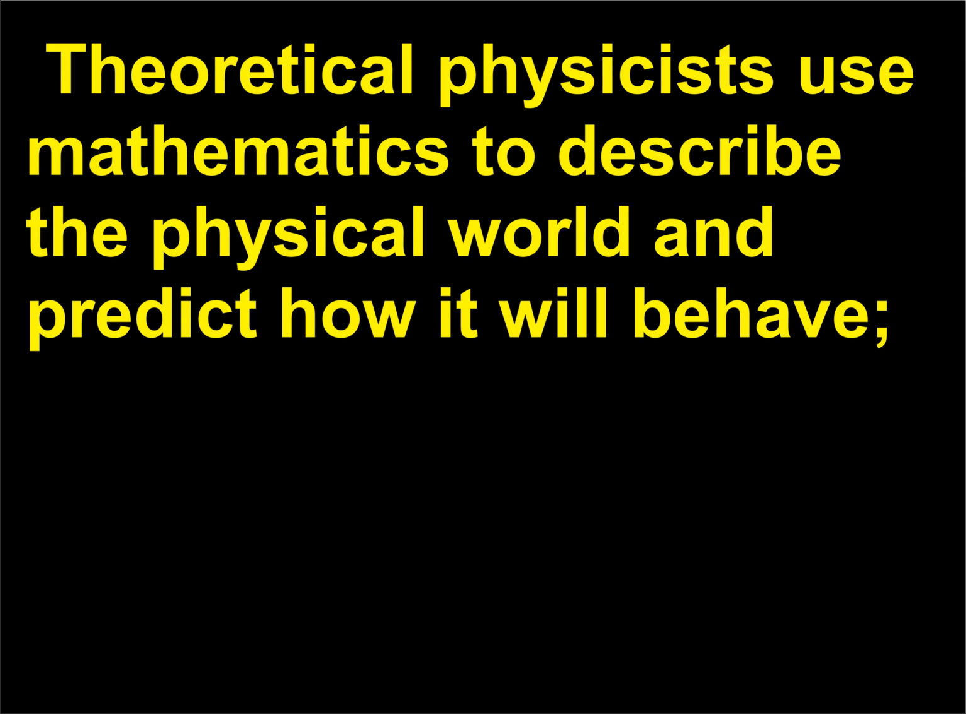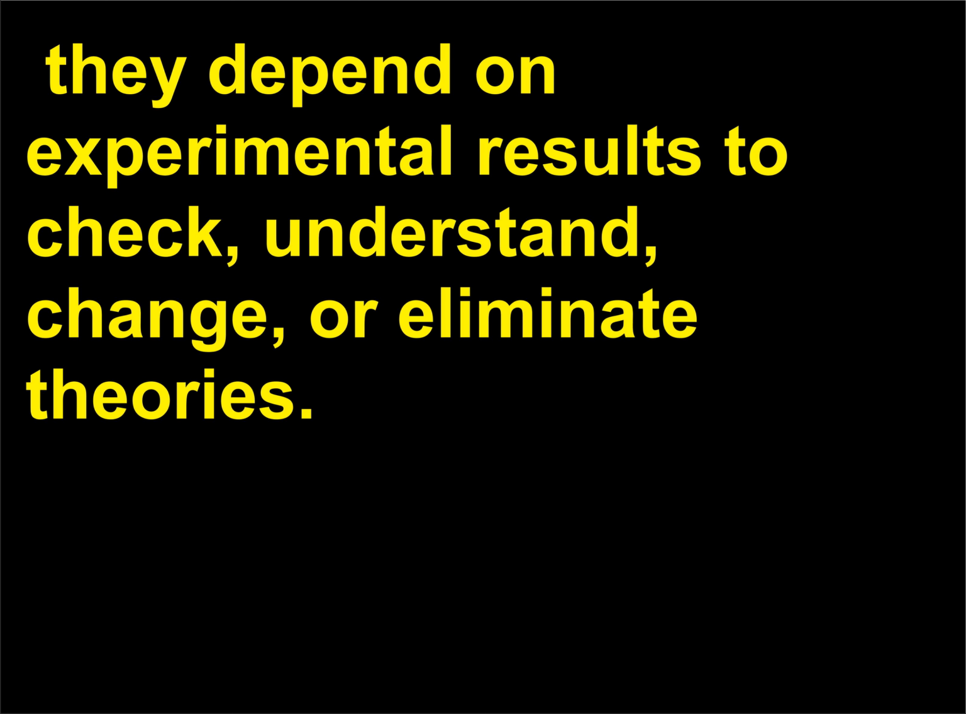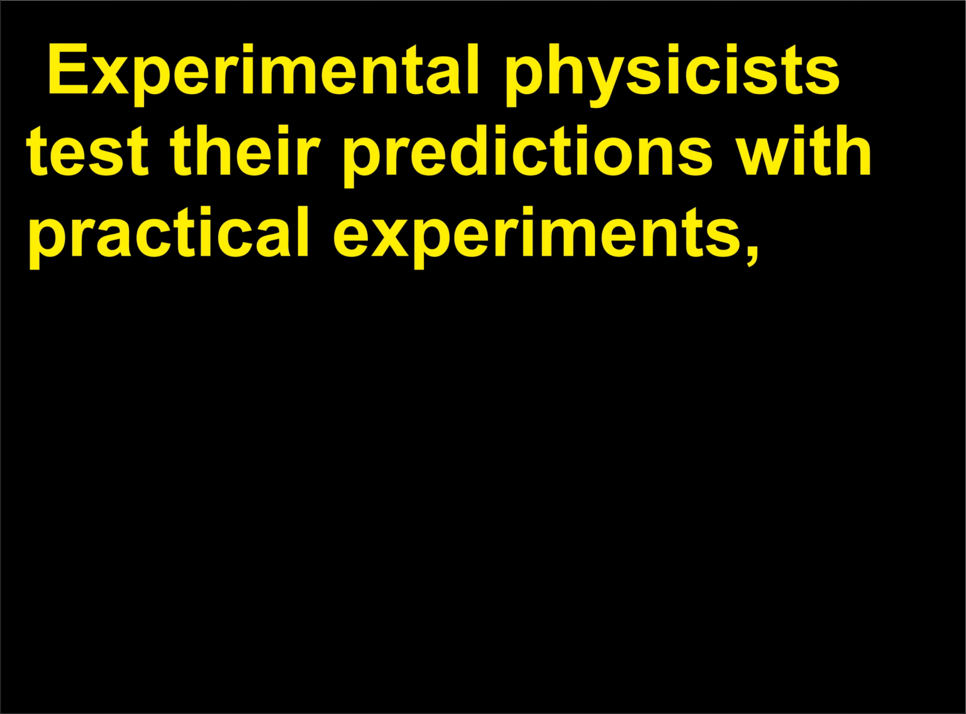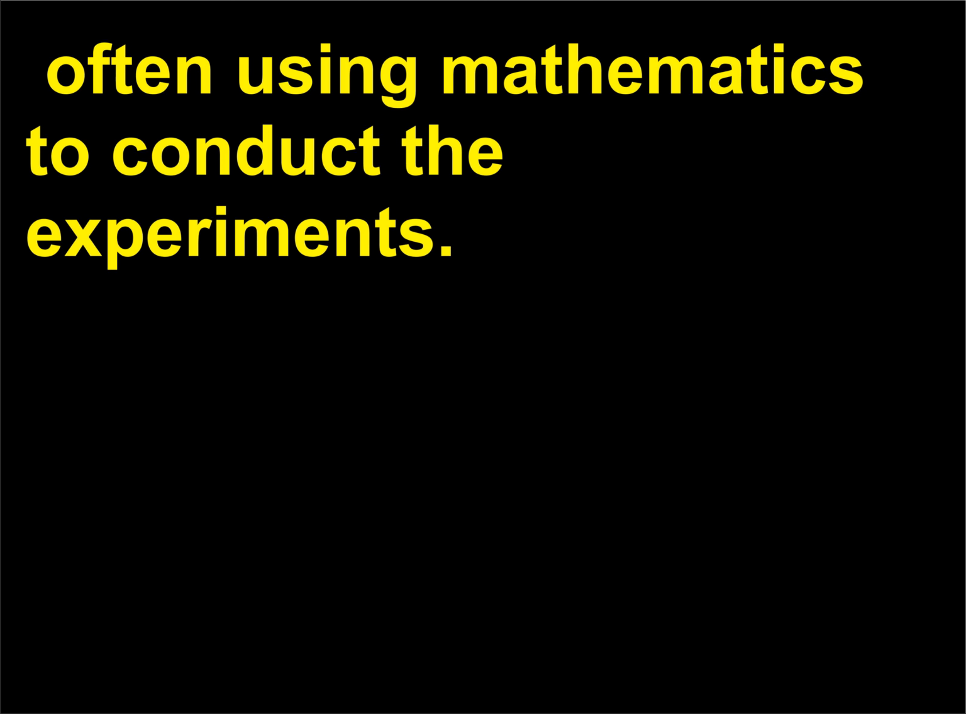Theoretical physicists use mathematics to describe the physical world and predict how it will behave. They depend on experimental results to check, understand, change, or eliminate theories. Experimental physicists test their predictions with practical experiments, often using mathematics to conduct the experiments.